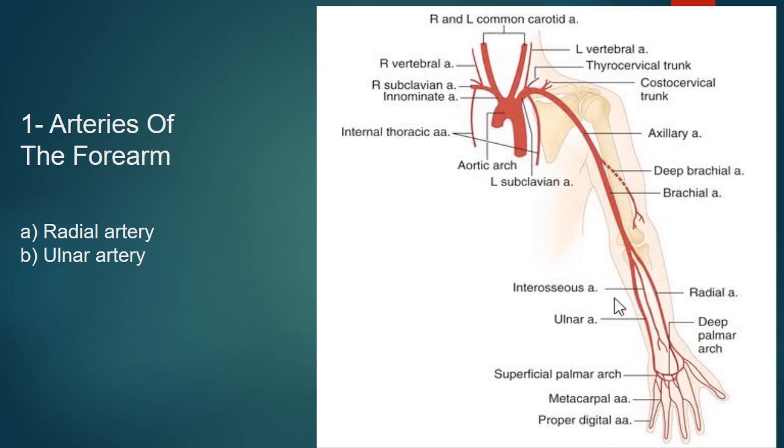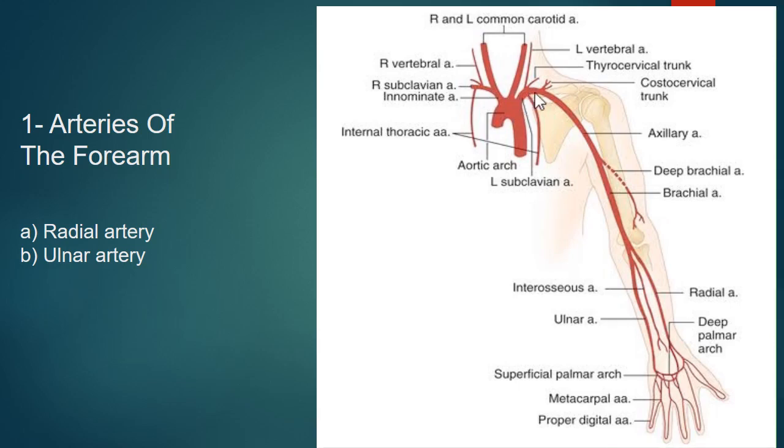Here is an image showing the arterial supply of the whole upper limb. This is the radial artery which runs on the lateral side of the forearm, and this one is the ulnar artery which runs on the medial side of the forearm. Let's take a quick review of their origin.